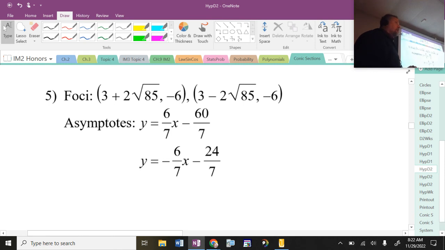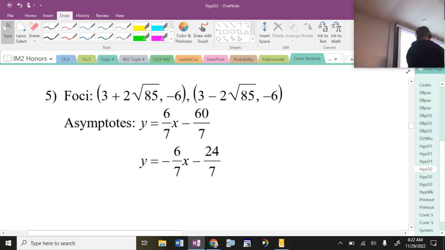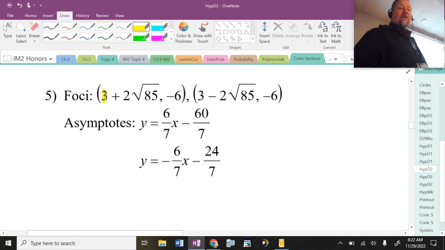Which way is this going? Is it a right lefter or is it an up downer? The foci tell you that. Which way is it? Right left or up down? 3, 2, 1, go. Right left. Why? Because the foci are right and left of the center, it starts with the C. 3, 2, 1, go. And guess what the center has to be, everyone? I just highlighted it. What does the center have to be? 3, 2, 1, go. 3, -6.